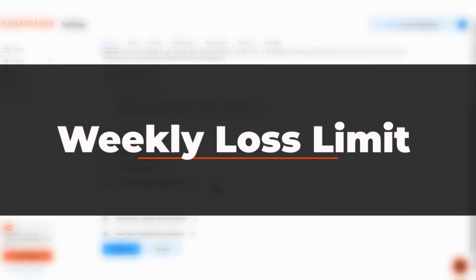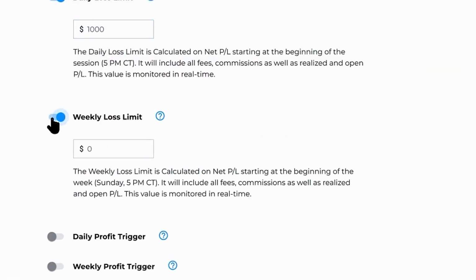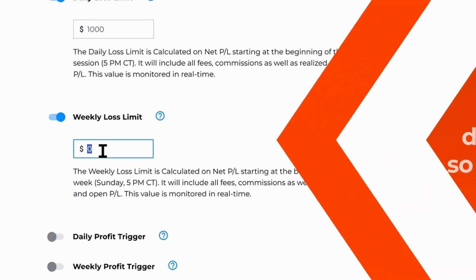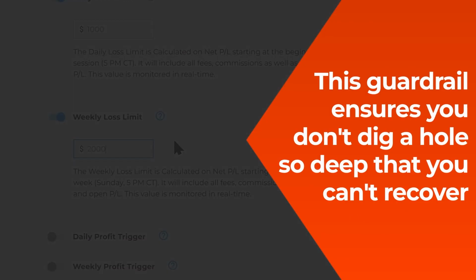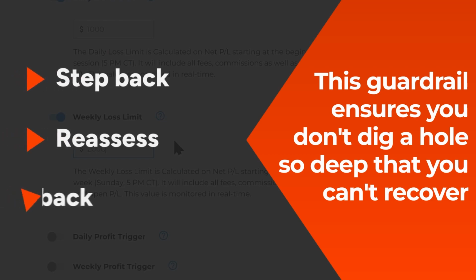The weekly loss limit setting extends your protection across the entire week. If you've had multiple tough days during a week, this guardrail ensures you don't dig a hole so deep that you can't recover. It forces you to step back, reassess, and come back fresh the following week.